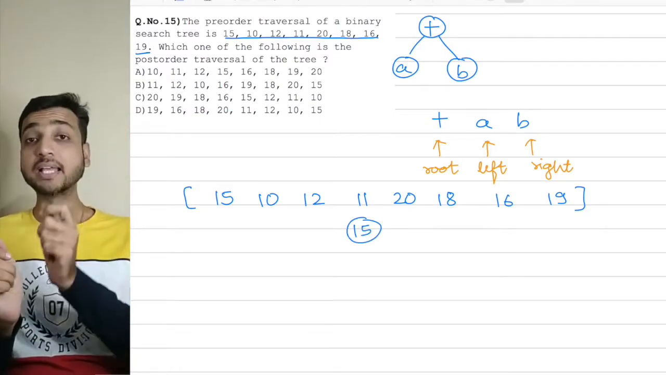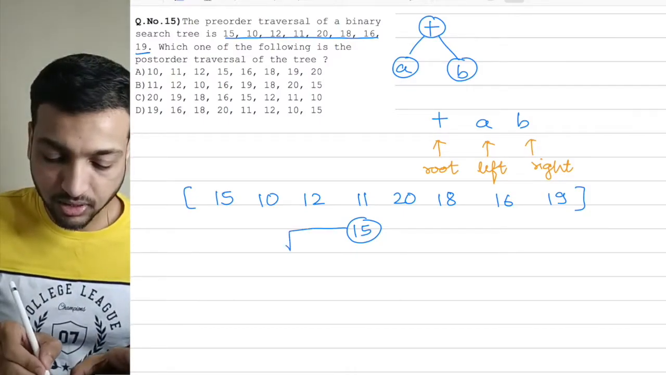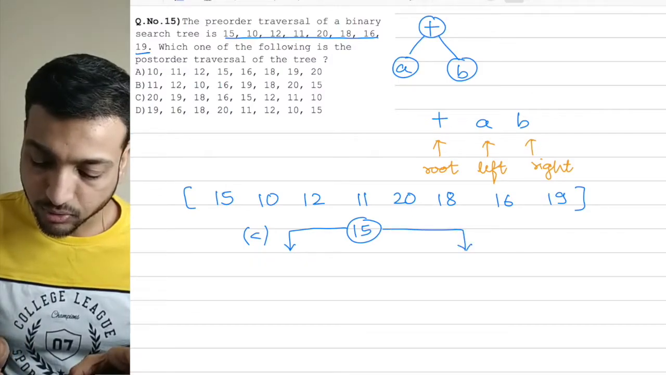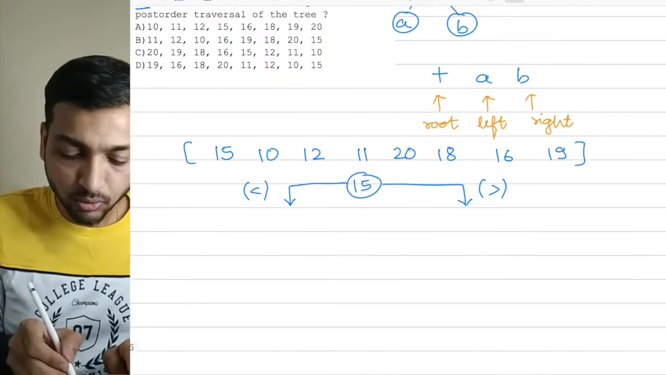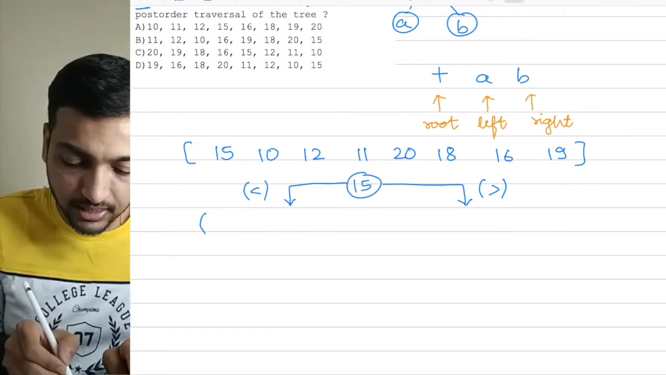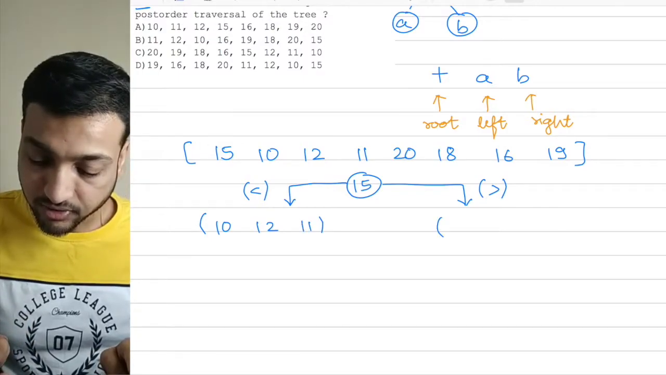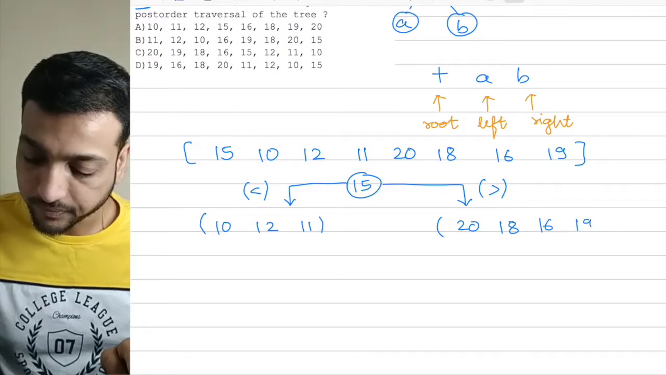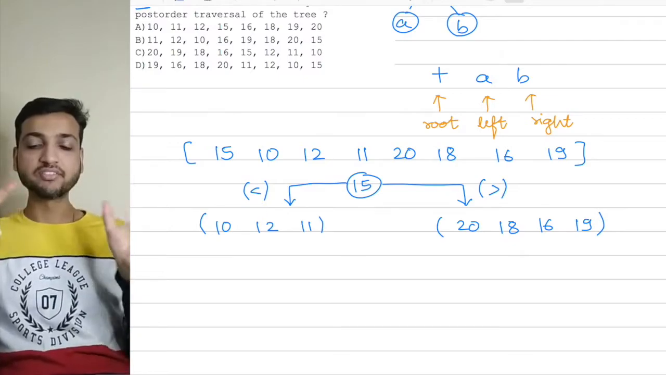Now since it's a binary search tree, as per the property of binary search tree, everything to the left is going to be less than 15 and everything to the right is going to be greater than 15. That is the property of binary search tree. So let me quickly note down things which are less than 15, that is 10, 12, 11, and things that are greater than 15 is 20, 18, 16 and 19. Okay, so this is how the tree will get split in the left and right.